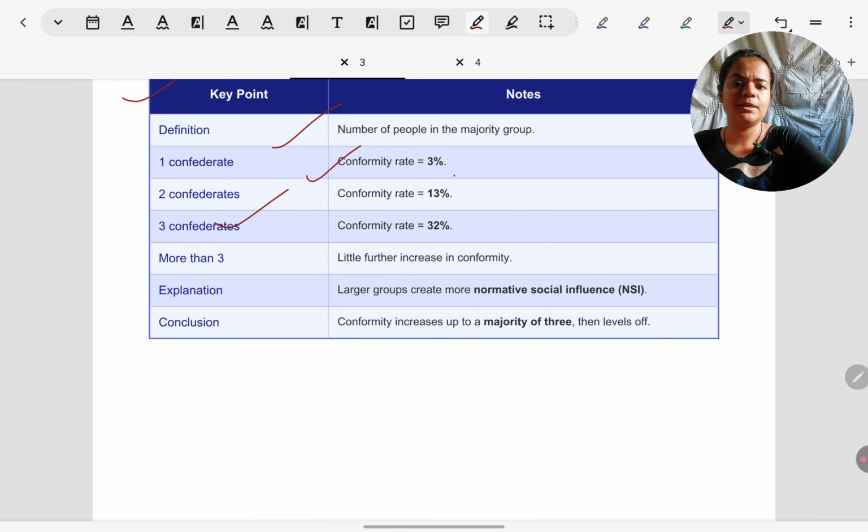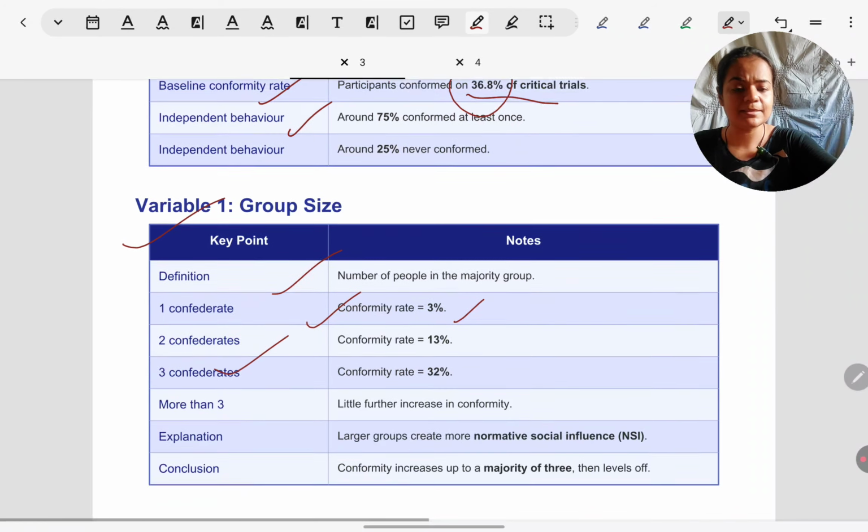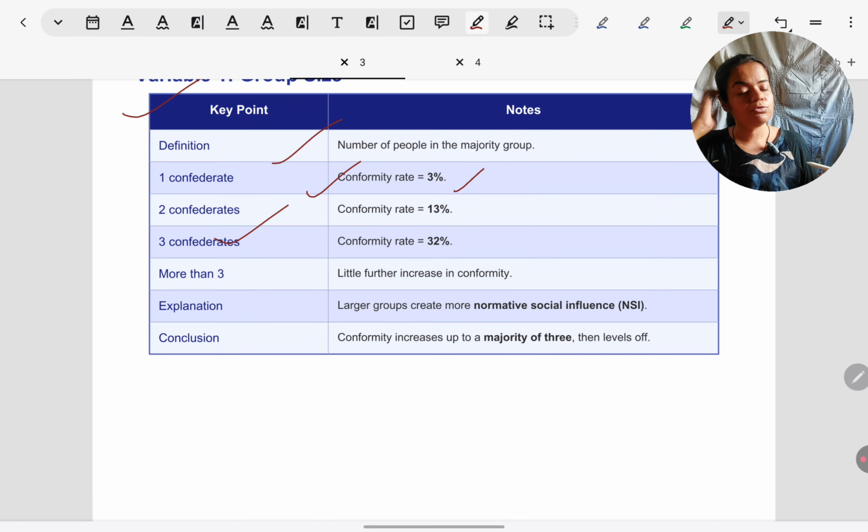This time, conformity was found to be only 3%. In the original study, we saw it was 36.8%. This time, it came down to 3%, meaning only on 3% of the trials the naive participant gave the wrong answer. Because the group size is so small, it's just 1 versus 1. So they did not feel pressurized. There were not so many people who were giving the wrong answer. It was just one person giving a wrong answer. So most people did not feel pressurized in this situation and they gave the right answer.